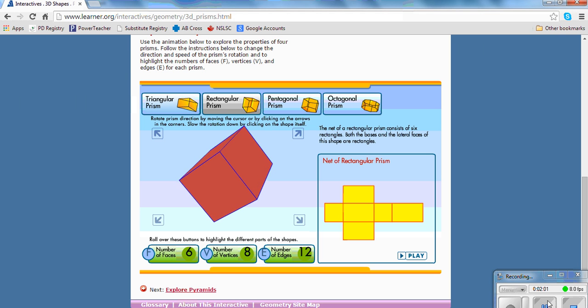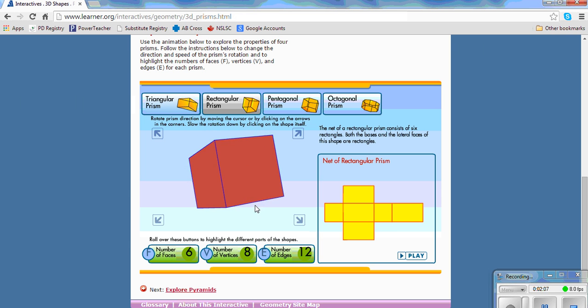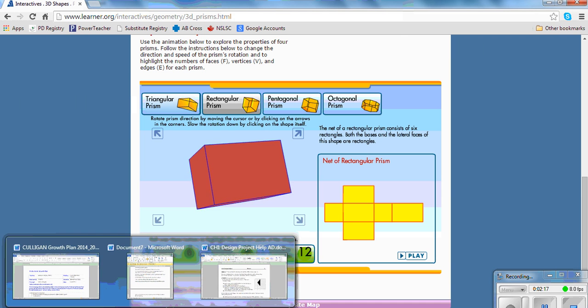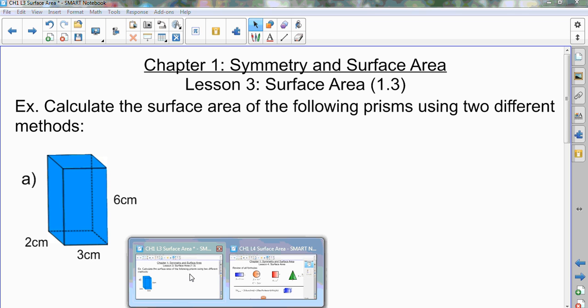So when we go back to do our calculation, I want you to keep this net in mind, and this 3D shape. It might be handy for you to grab something like a Kleenex box or something else that you have around your house that's a rectangular prism, just to keep in mind what it looks like. So let's go back to, here we go.